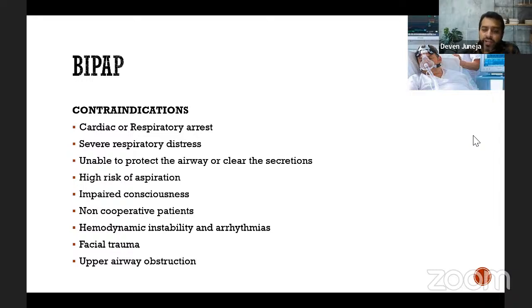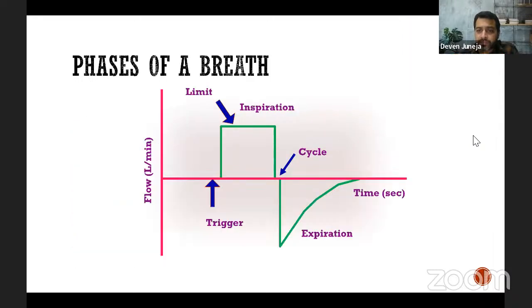That is cardiac or respiratory arrest, severe respiratory distress, unable to protect the airway or clear secretions, because as you can see, the patient is breathing through a mask. If the patient is unable to cough out the secretions, the chances of aspiration are significantly higher. Other contraindications are impaired consciousness, non-cooperative patients, hemodynamic instability or arrhythmias, facial trauma, or upper airway obstruction. In these patients, you would not like to give a trial of BiPAP and would directly proceed with putting the patient on invasive mechanical ventilation.